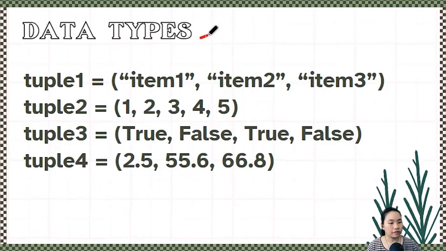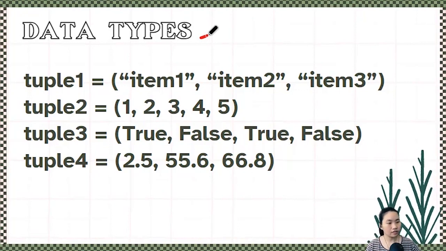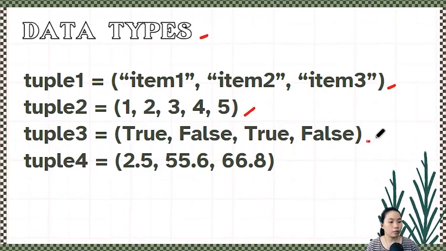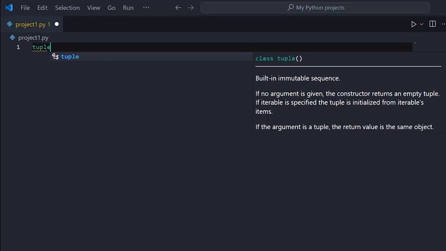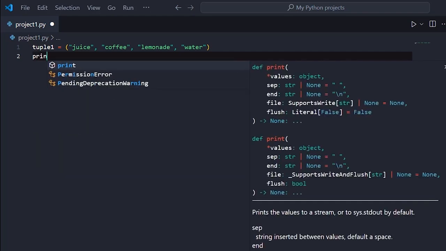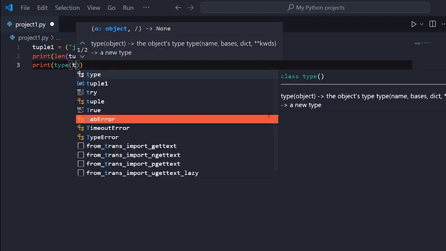Now, last but not least, with the data types, a tuple can basically store anything that you can store in a data set. You can store strings, integers, and Boolean values, as well as floats and whatnot. Let's create tuple number 1 with the values juice, coffee, lemonade, and water. Now I'm going to print the length of tuple 1 as well as print the type of tuple 1.